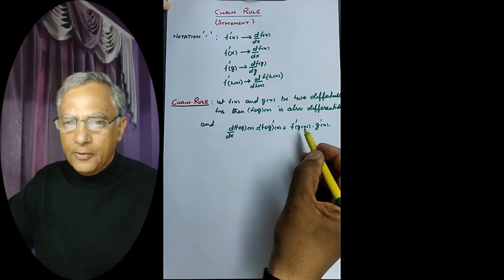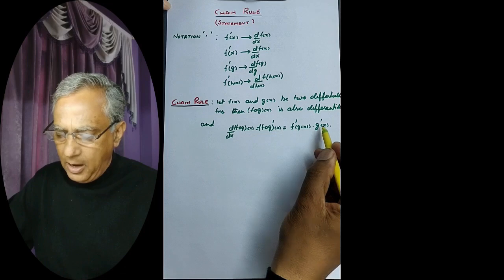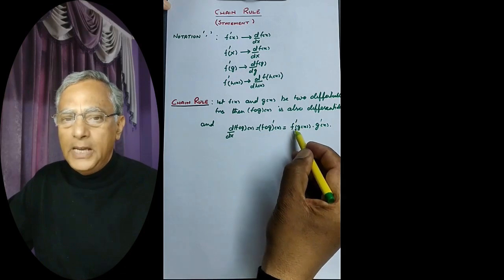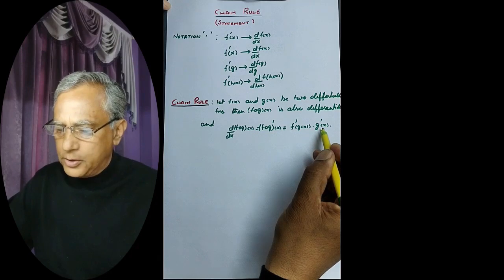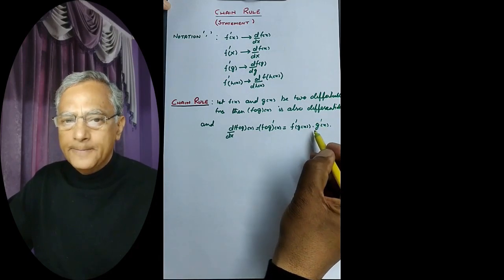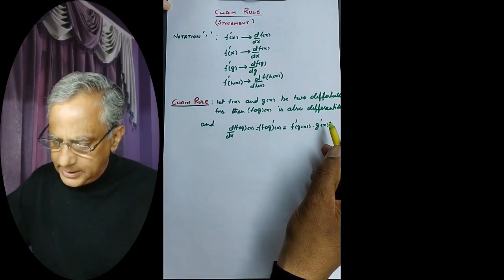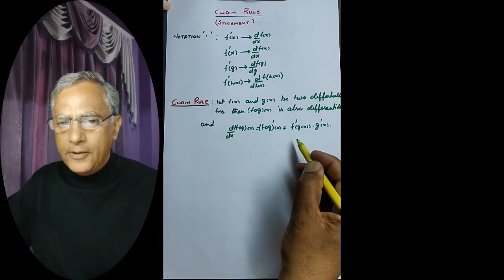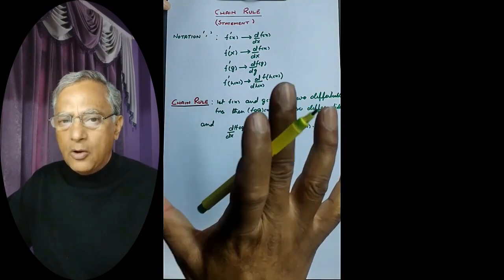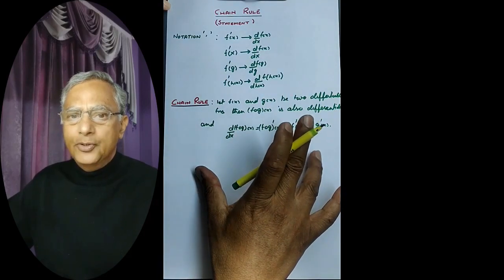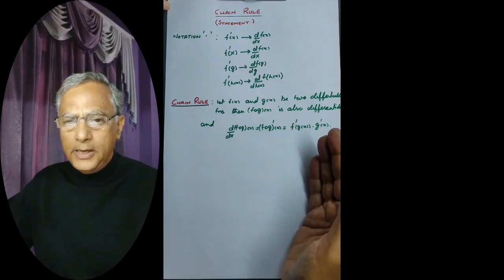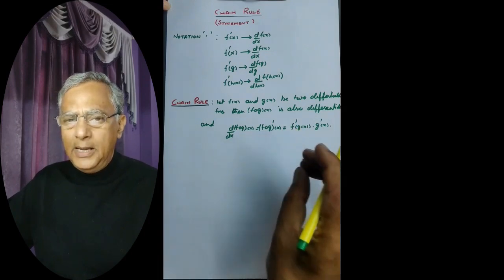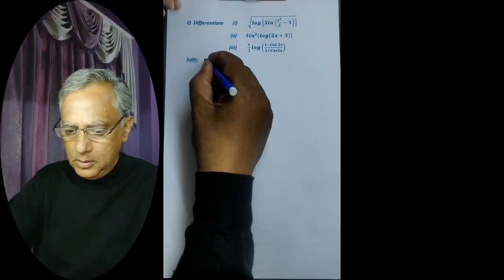Differentiation of inner function. Differentiate f as function of g x and then take the differentiation of the inner function. Never forget to take the differentiation of inner function. So this is the formal definition of chain rule. I have already given you a lot of practice how to use this chain rule. I will take 2 or 3 more questions and then take the next topic.